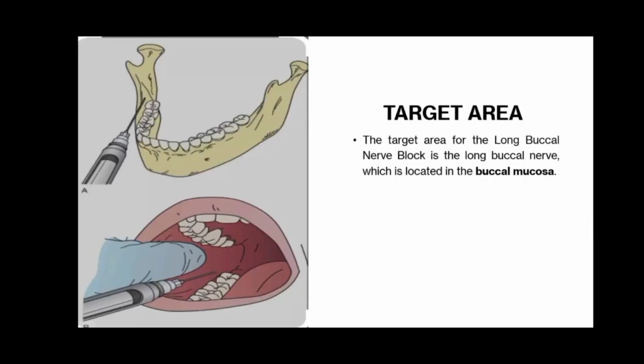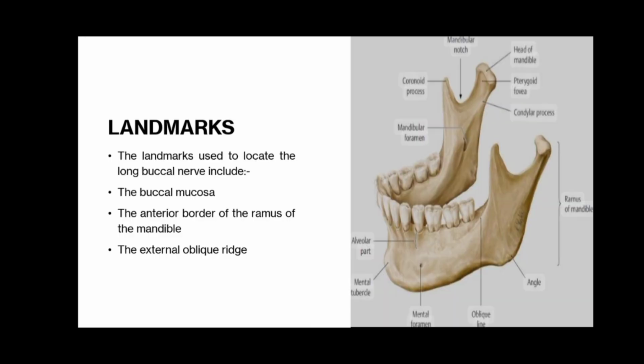The target area for the long buccal nerve block is the long buccal nerve, which is located in the buccal mucosa. Landmarks. The landmarks used to locate the long buccal nerve include the buccal mucosa, the anterior border of the ramus of the mandible, and the external oblique ridge.